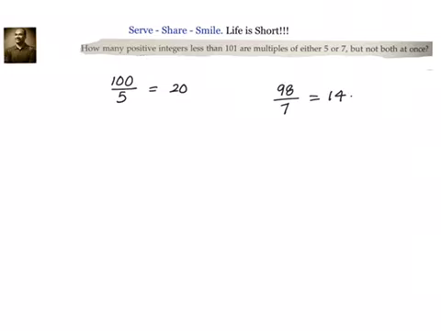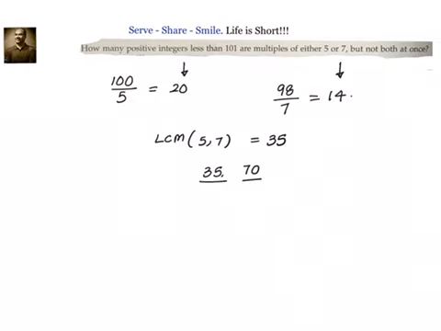Now we have 20 multiples of 5 and 14 multiples of 7, but among these multiples we also have numbers which are multiples of both 5 and 7. What are those numbers? Those are nothing but the LCM and the multiples of the LCM. What is the LCM of 5 and 7? It is 35. So among the numbers less than 101, we have 35 and 70, which are multiples of both 5 and 7.